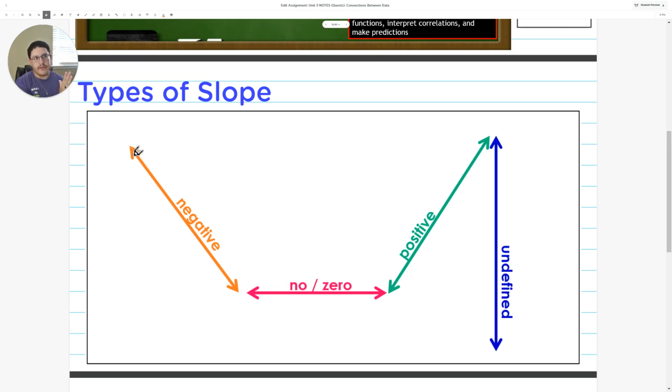So from left to right, if we see the line going down, then we say that it has a negative slope. If we see that the line is neither going up nor down, it's just a flat line from left to right, we either say that it has no slope or zero slope. From left to right, if we see that the general trend of the line is going up, we say that it has a positive slope. And if we see that the line is going both up and down, we can't tell what's going on with it at all. We can't even say there's no slope, because it's doing both at the same time. So we say we have an undefined slope.